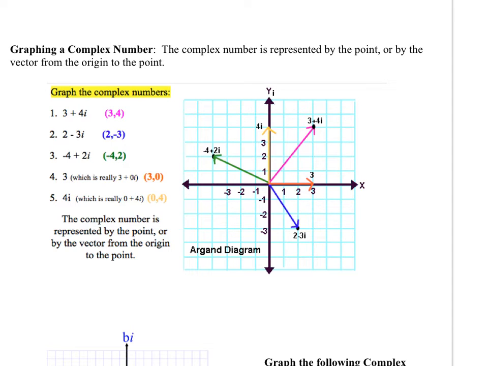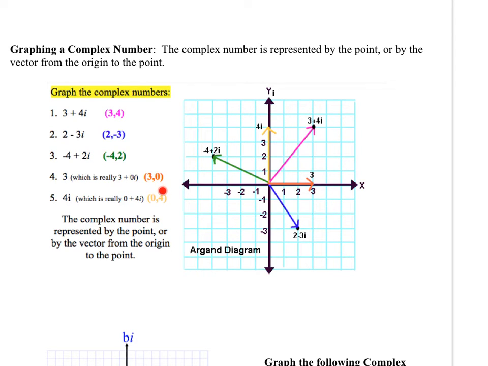When you do graph it, it's a ray starting from the origin to that point, or a vector, we call it. So this one, 3 plus 4i, you would graph 3 comma 4, put a little dot, start at the origin, and put an arrow. 2, negative 3, would be 2, negative 3 here. Put the dot, arrow from the origin, and then that's it.